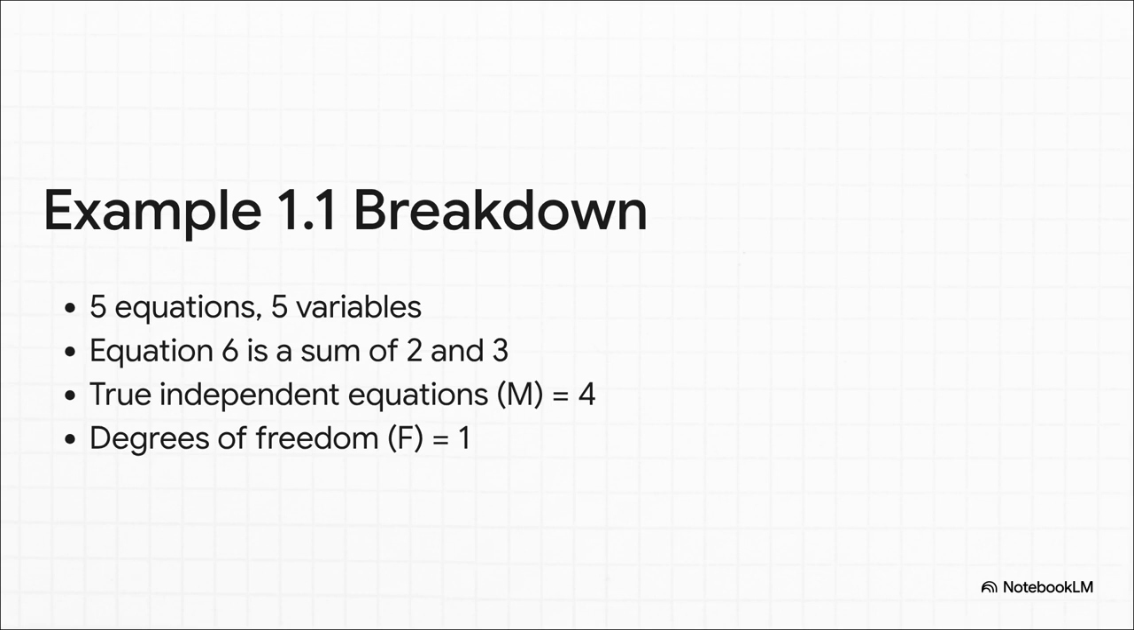But wait a second. If you look really closely at the math, you might find that one equation is literally just the sum of 2 others. It isn't providing any net new information at all. It's dependent. When you remove that dependent equation, your true number of independent equations, your M, is actually 4. 5 minus 4 equals 1. Suddenly, you have 1 degree of freedom. Your seemingly rigid system can actually be optimized.